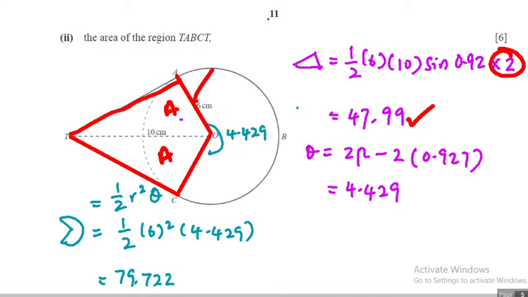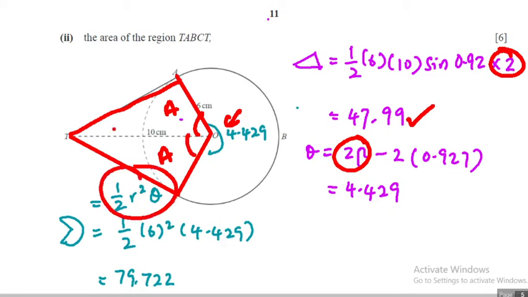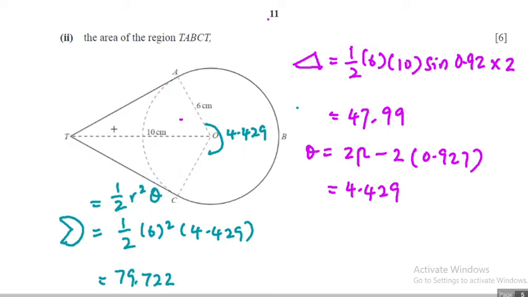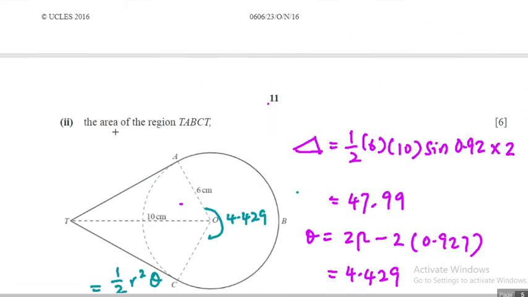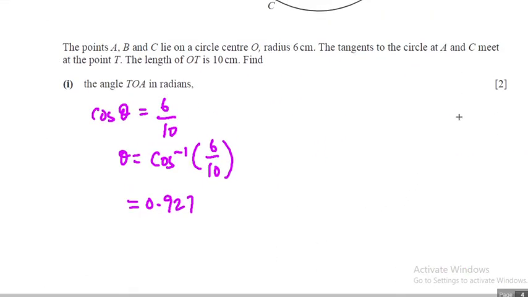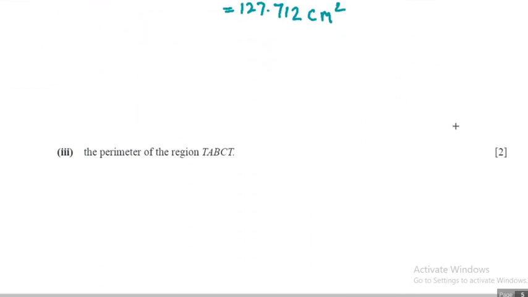And then to get the major sector here, we need to use this angle here. So you know that the total angle is 2 pi minus 2 of 0.927 here. Then you can use half r square theta, right? So that's the area. So 6 marks for that, and here is 2 marks, 8 marks already. Wow, that's a lot.